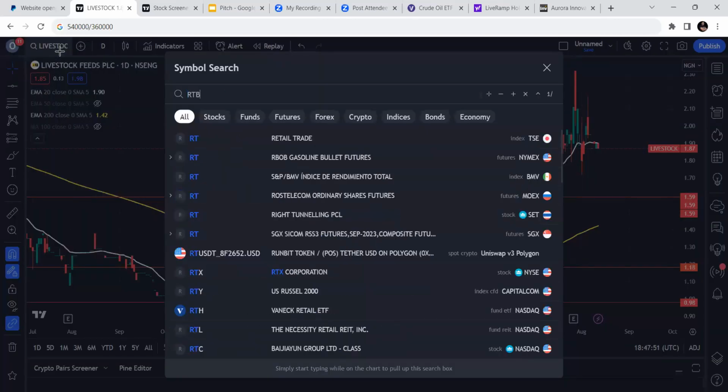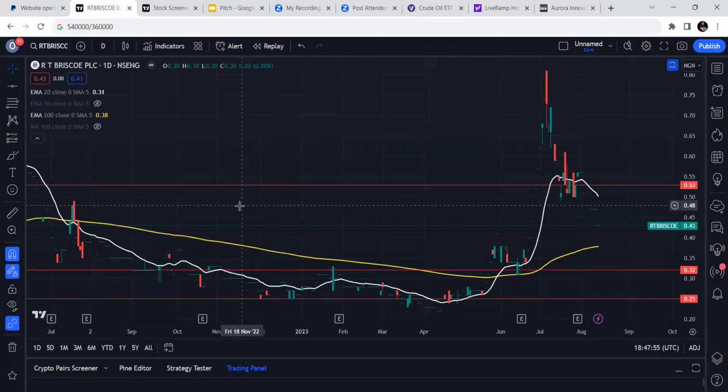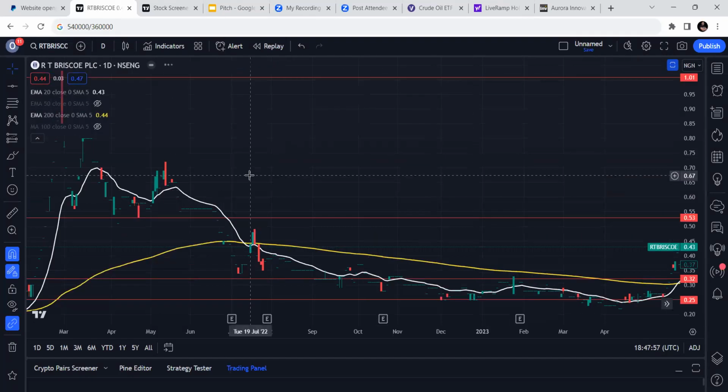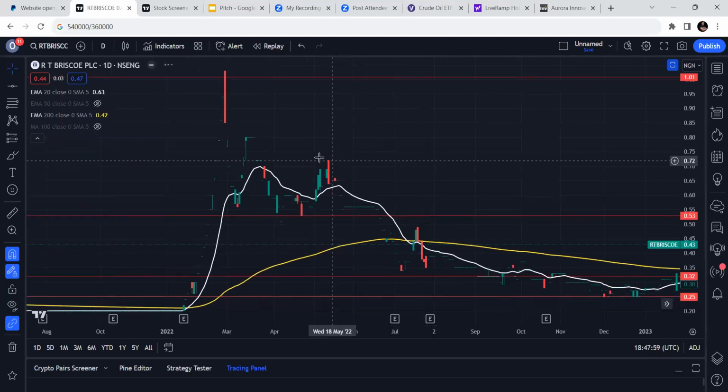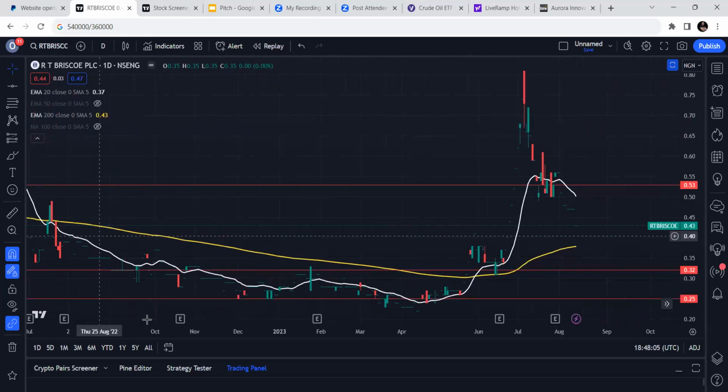Let me mention RT Briscoe. Many of us remember when I mentioned RT Briscoe. RT Briscoe went on a full run, back to back, back to back. Many people did not get it. You can see it is in decline. RT Briscoe went into accumulation. Can you see? It broke out from 35. It touched a high of 75.